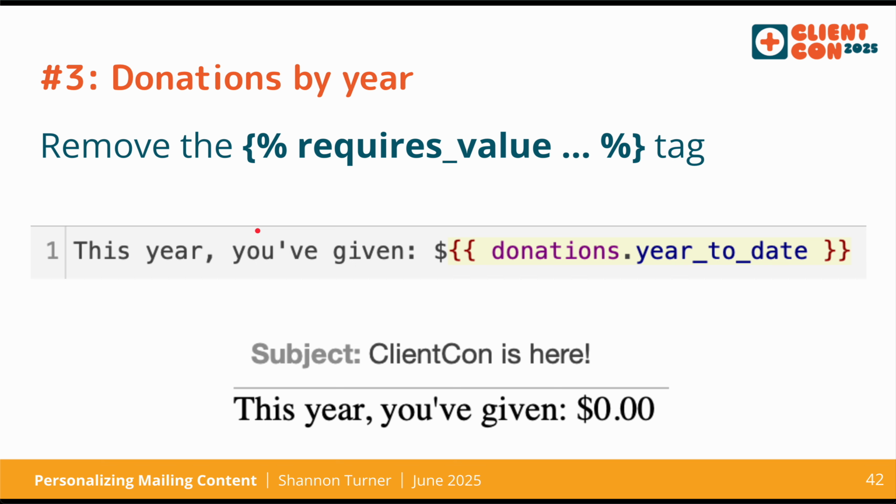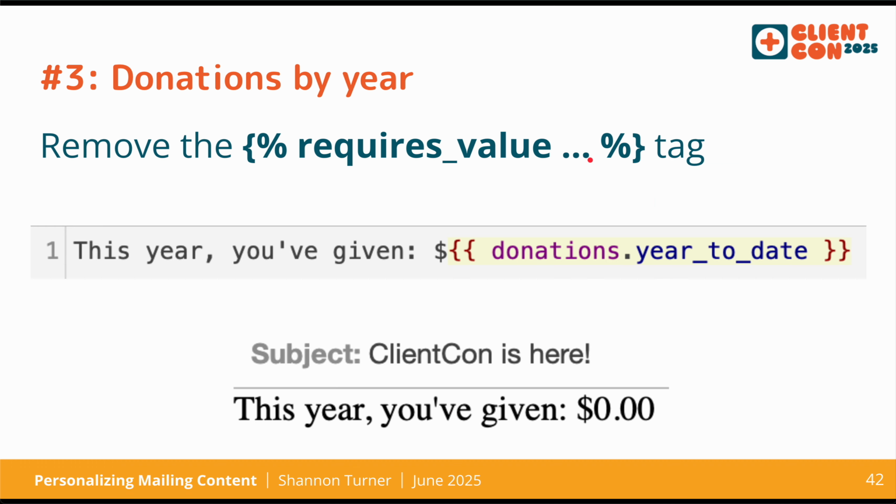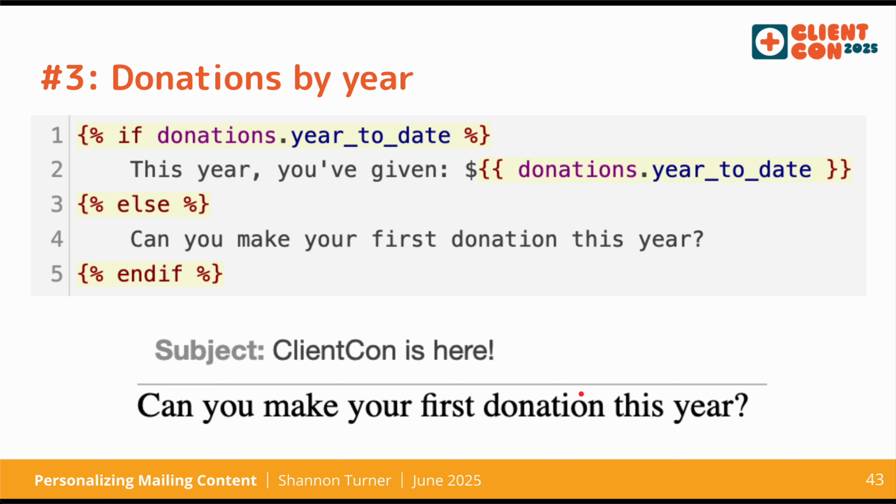But if you do want everyone in your targeting set to get this email, you can remove the requires value tag, and then instead of saying requires value, donations.year-to-date, I'm just showing the donations.year-to-date snippet. So when I preview, it says this year you've given $0. That works, but I think we can make this look better.